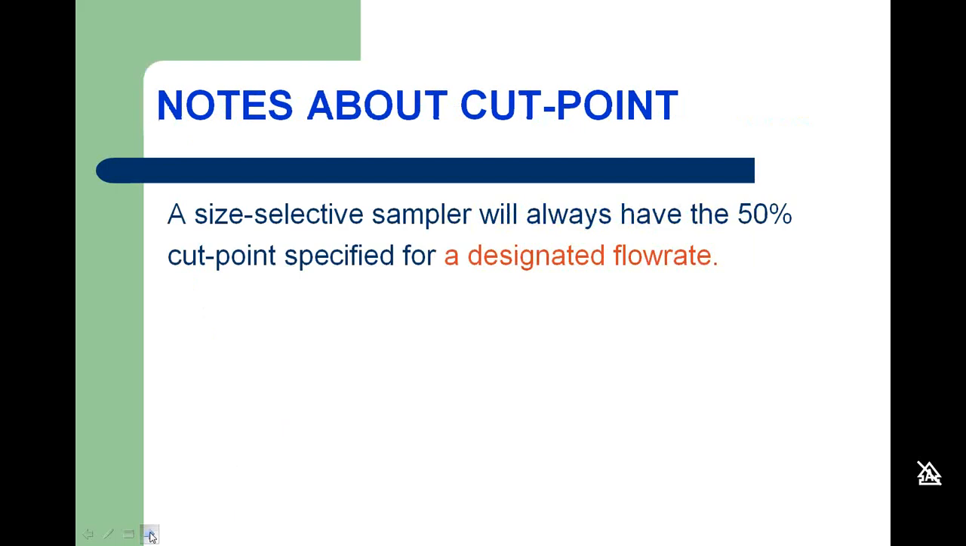Note that a size-selective sampler will always have the 50% cut point specified for a designated flow rate. That flow rate is critical. Particles smaller than the 50% cut point will be collected with an efficiency greater than 50%. Larger particles, less than 50%.